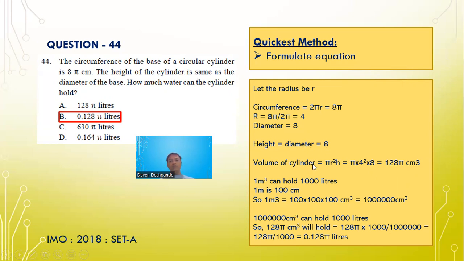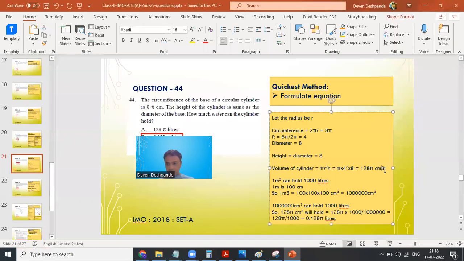What is the volume of a cylinder? It is pi r square h. What is the radius? Radius is 4. And what is the height? Height is 8. So pi into 4 square into 8. 4 square is 16. 16 into 8 is 128. So the volume of the cylinder is 128 pi centimeter cube, isn't it? Centimeter cube.